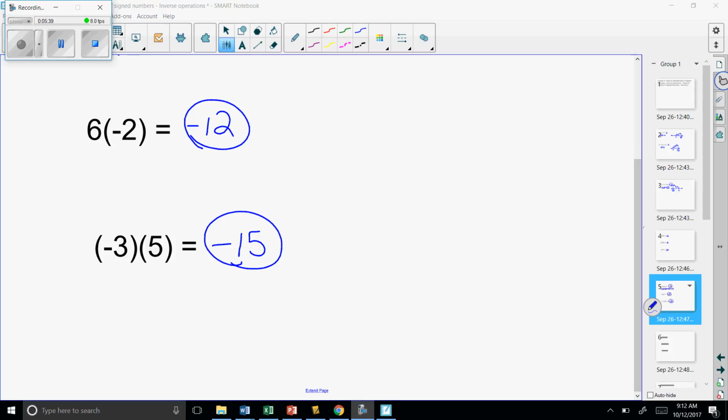I'll give you 20 seconds with a partner to discuss any patterns you see so far with multiplication of signed numbers.